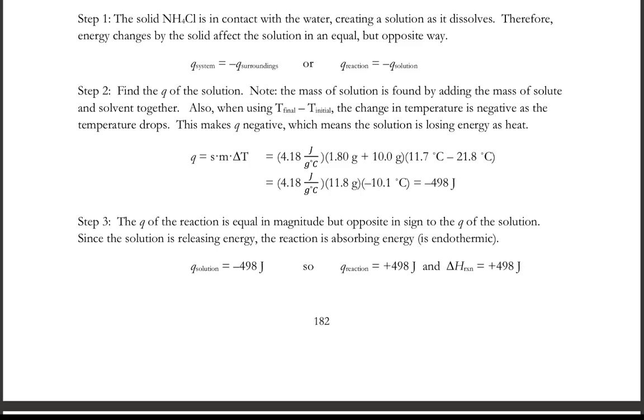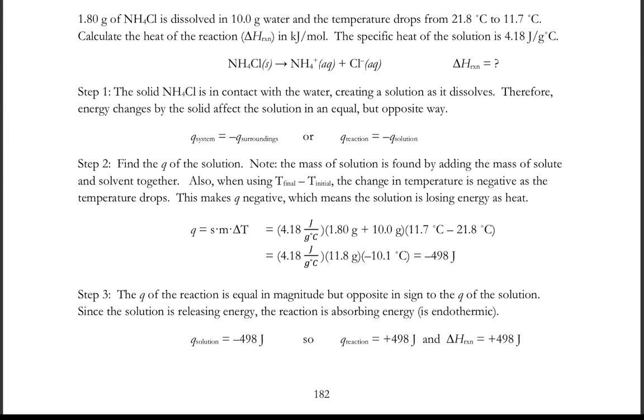So we have Q of the reaction, which is negative Q of the surroundings, negative Q of the solution. So that becomes then positive 498 joules. Or we could say delta H is positive 498 joules. Now, we were asked in the problem to find the delta H in units of kilojoules per mole.